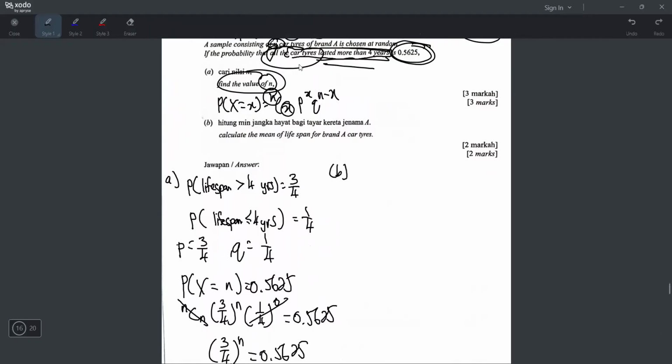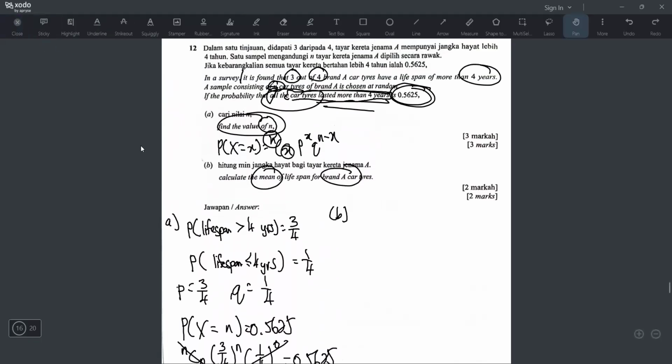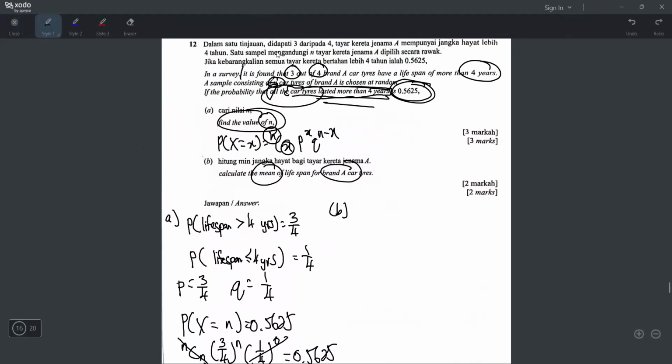Okay, let's do B. Calculate the mean of brand A car tires. When you are learning binomial distribution, you learn about this formula, but you also learn three more formulas, which is the mean formula, variance, standard deviation. Mean formula is np, variance is npq, standard deviation is square root npq. Now they're asking for mean. This is the symbol for mean, and the formula is n times p, which is 2 times 3 over 4. And your answer is 3 over 2.